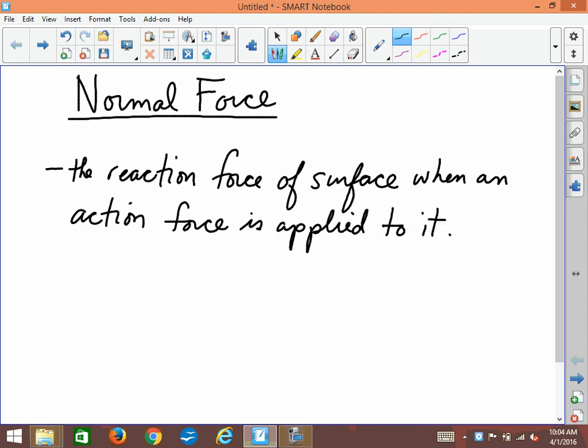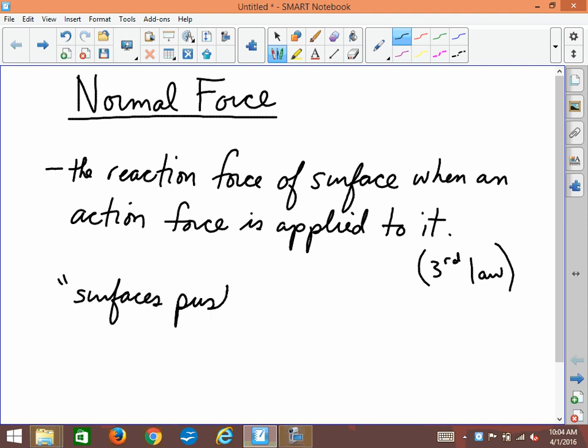If a force is applied to a surface, then the surface pushes back. And it pushes back with an equal and opposite force. So this is basically an example of Newton's third law in action. So you might want to go back and reread the third law. Basically what it says is that surfaces can push back.